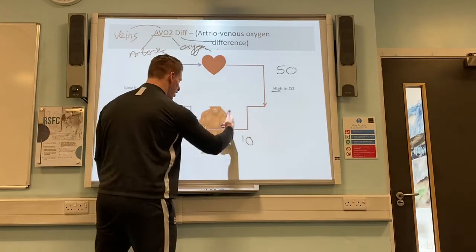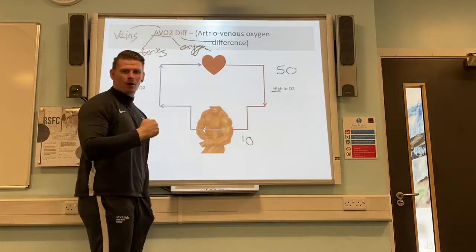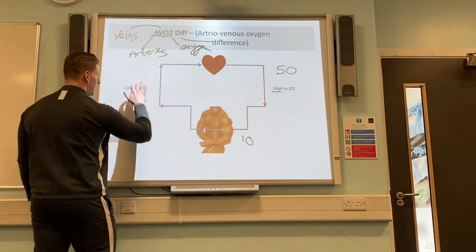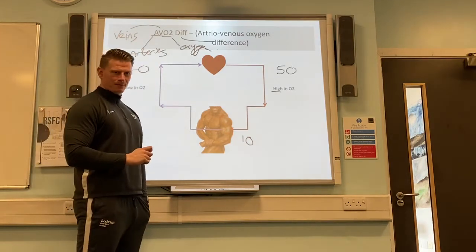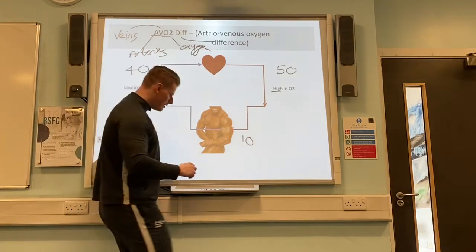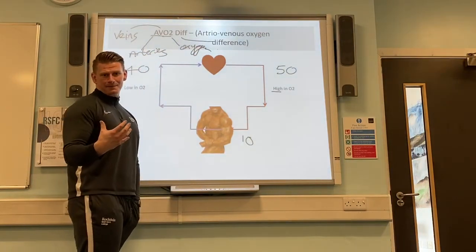That means when going back from the muscle to the heart to go and get more oxygen, there will be 40 oxygen. Quick maths. Then, let's say I start exercising.